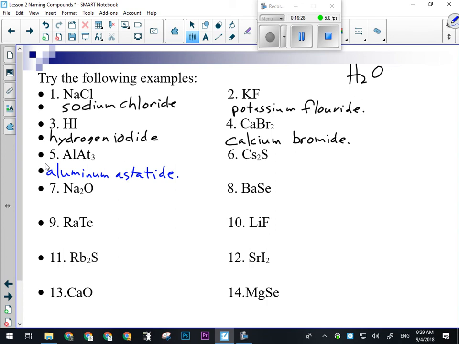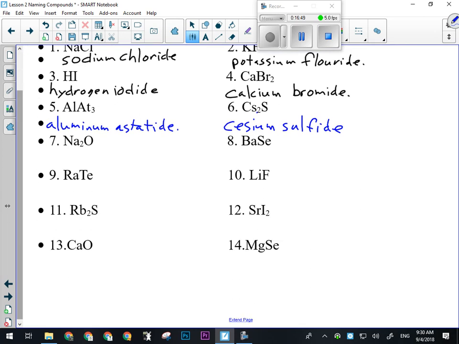Okay. All right, number 6. We have cesium with sulfur. Does the 2 make any difference? Nope. So we have cesium sulfide. You can spell that with an F or with a PH. It makes no difference to me. Both are acceptable, because sulfur can be spelled both ways. All right, number 7, we've got sodium with oxygen. So this is going to be sodium oxide.